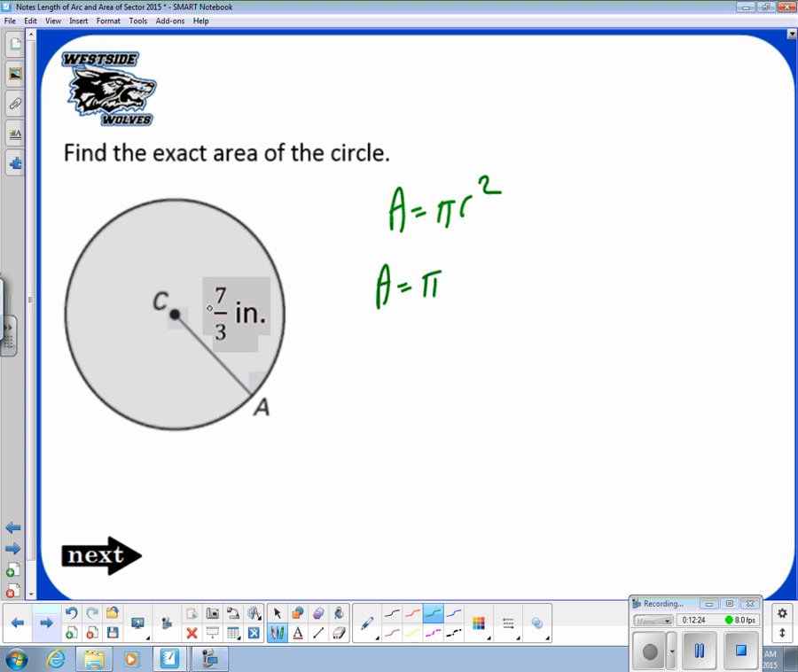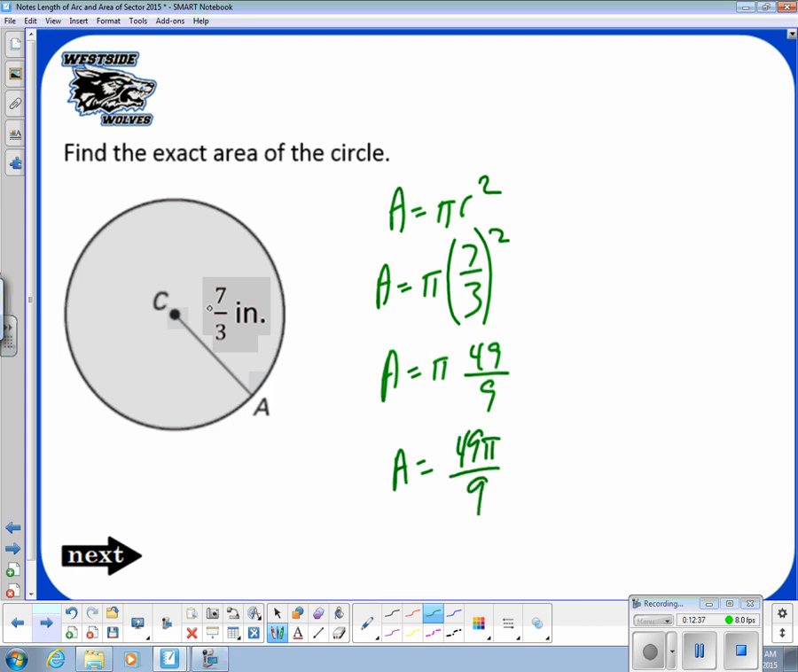So area is equal to pi (7 over 3) squared. Area is equal to pi times 49 over 9. And area is equal to 49 pi over 9.